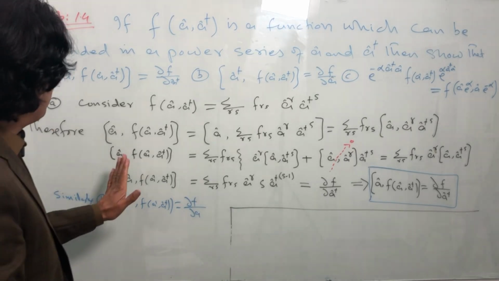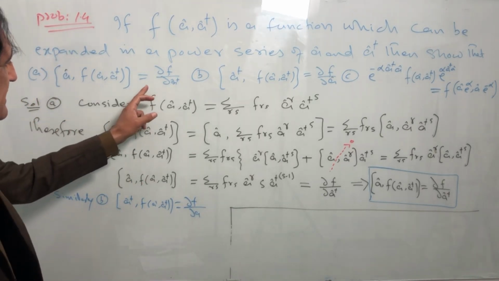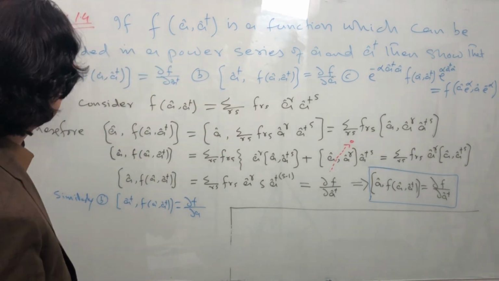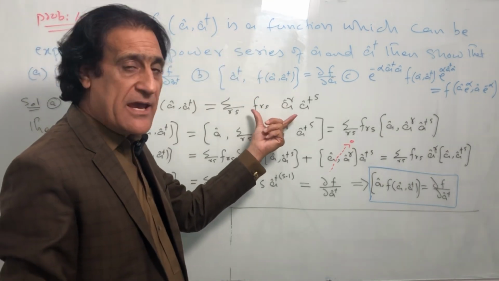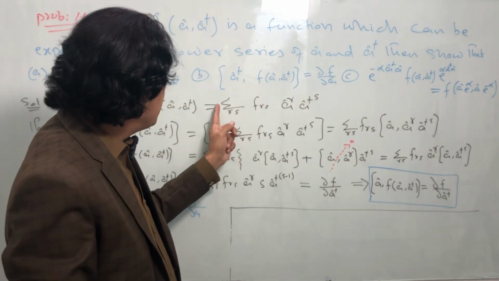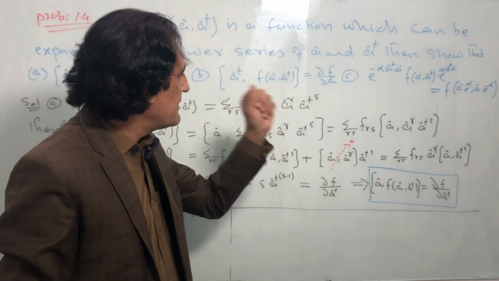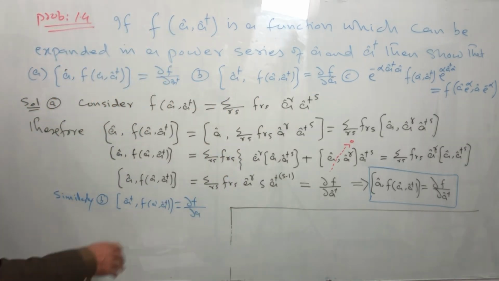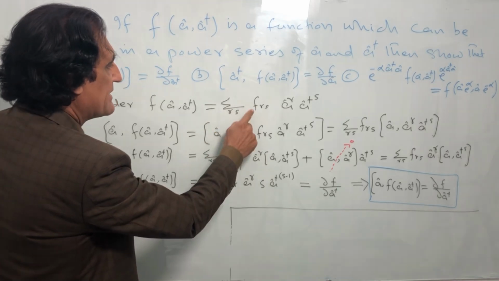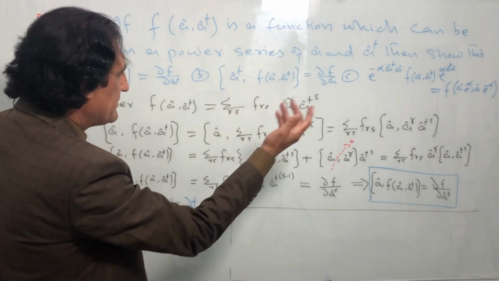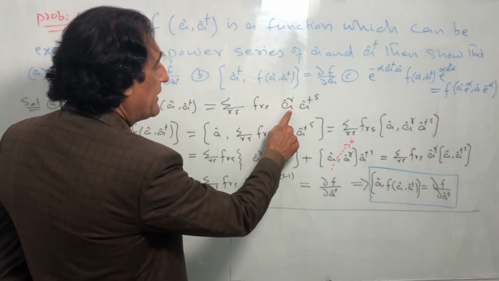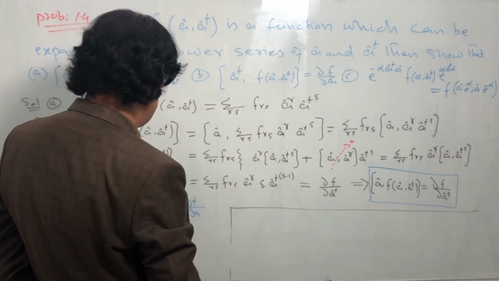To start this problem, we must consider that this function is expanded in a power series. If we expand it as a power series of a and a dagger, then we must consider this expression, the function as a summation over r, s of f rs, where r and s are any numbers, times a to the r and a dagger to the s.